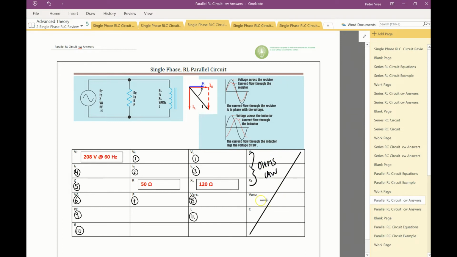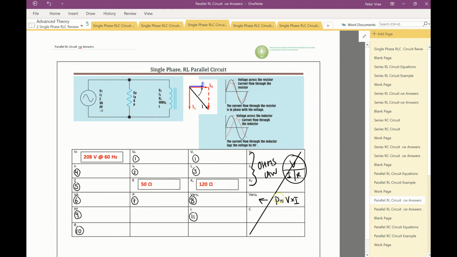This guy right here, anything in this row right here is going to be power is equal to voltage times current. So over here for the Ohm's law, we have voltage, current, and some form of resistance, right? But that resistance could be the XL or it could be the impedance. Ohm's law works all the way through.